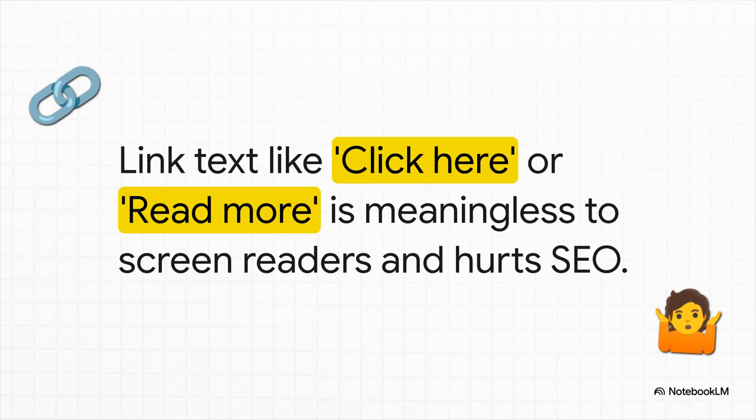Okay, next up is a sin that's just awful for both accessibility and SEO. Vague, meaningless link text. Just imagine you're using a screen reader, and you're tabbing through a page to get a sense of the links. All you hear is, click here, read more, click here. It's completely useless without all the surrounding words, right?